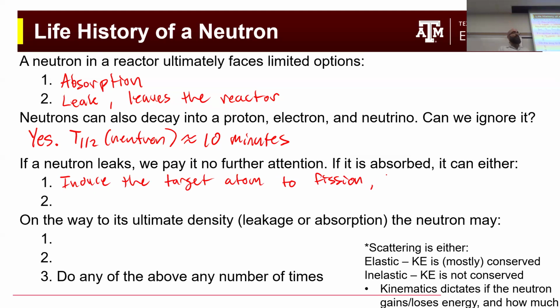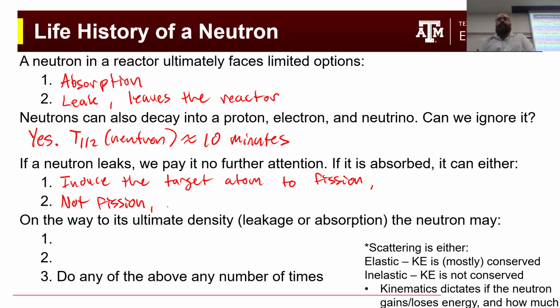That's what some of those absorbed neutrons can do. The other thing that they could do is they could be absorbed by something but not cause a fission. They could absorb into something and just be a radiative capture event. So it can absorb and not fission.